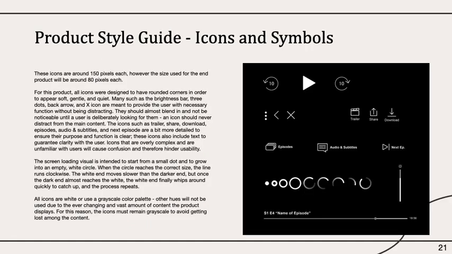Next we have our icons and symbols that I created. All of the icons were designed to have rounded corners in order to appear soft, gentle, and quiet, but they also needed to provide enough contrast against the dark background, so all icons are either white or grayscale. Because icons for this product should never distract from the main content, they were designed to almost blend in and not be noticeable until a user is deliberately looking for them.